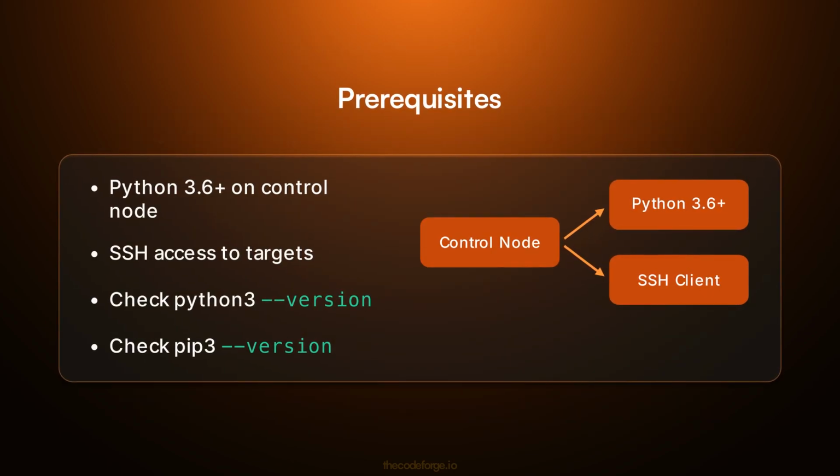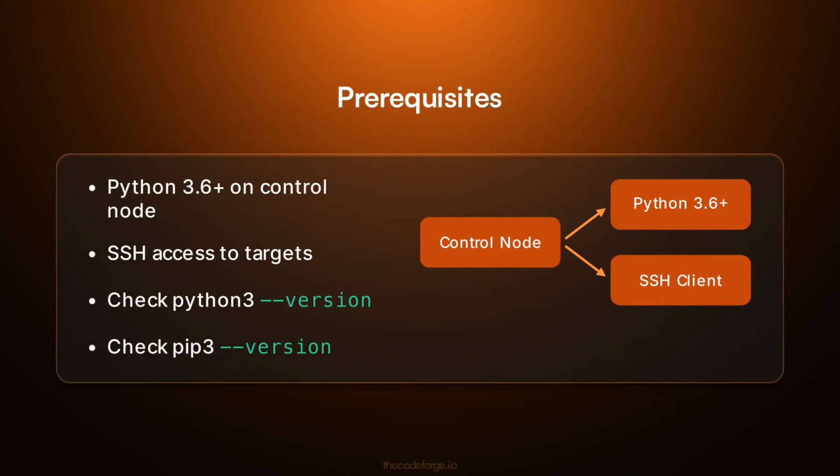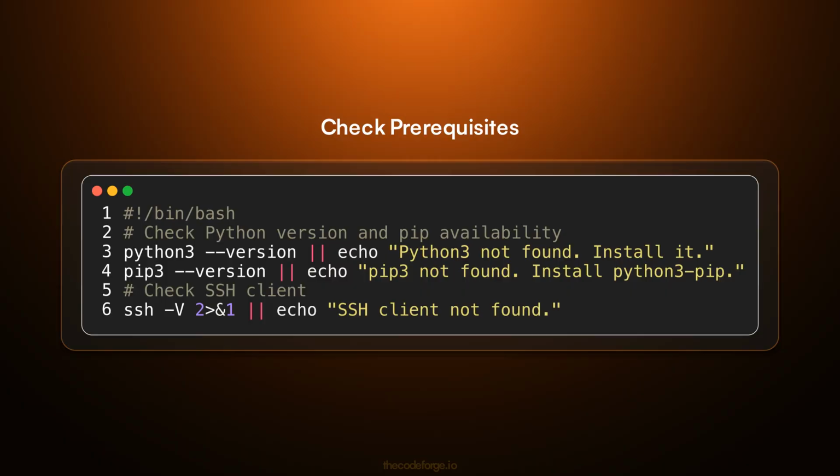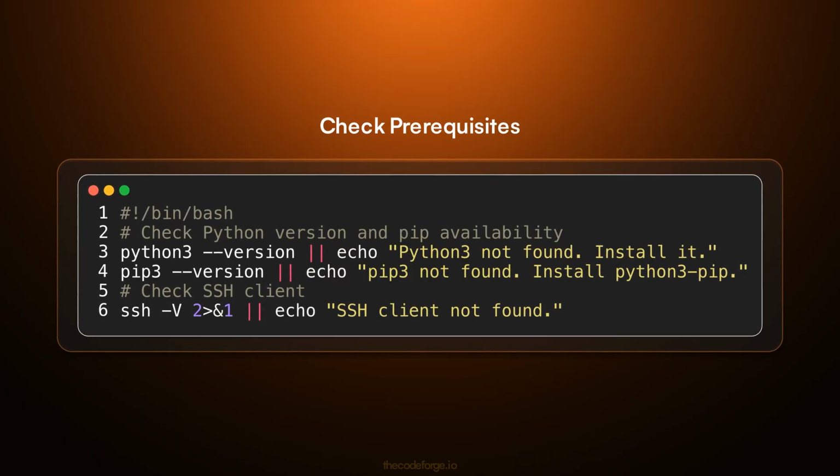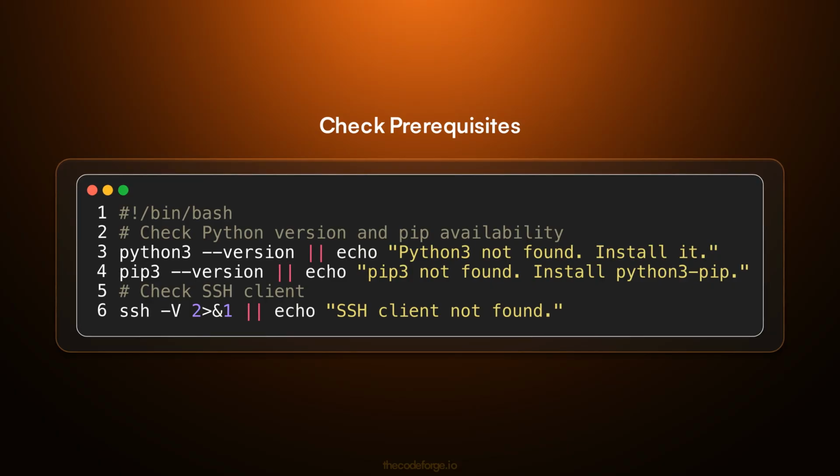Before installing Ansible, ensure your control node has Python 3.6+ and an SSH client. Let's check with a quick script. Run these commands to verify Python, pip, and SSH are available. If any are missing, install them using your system's package manager.